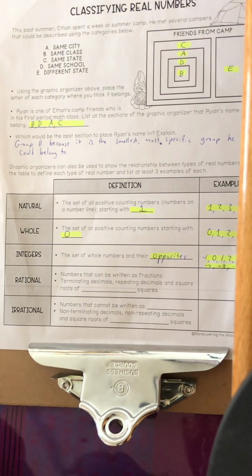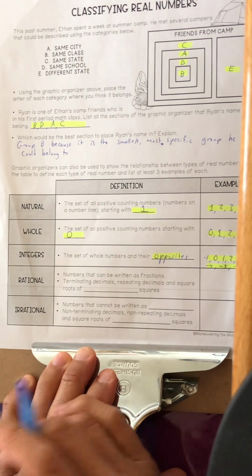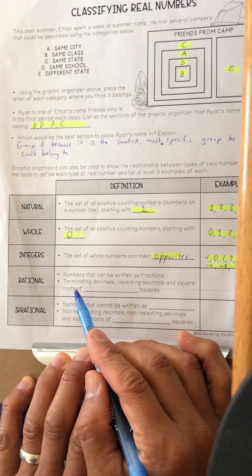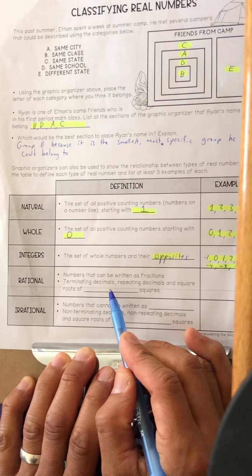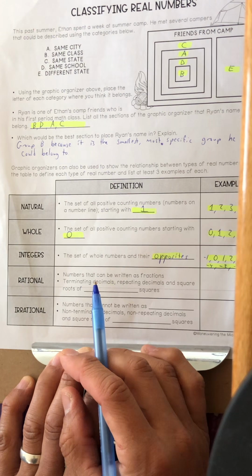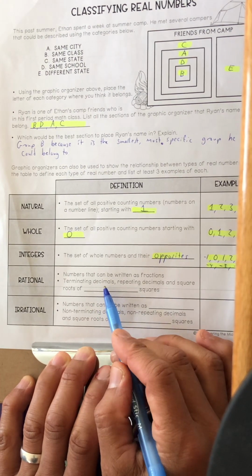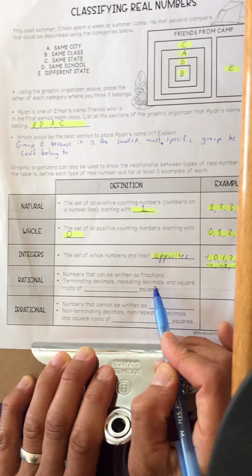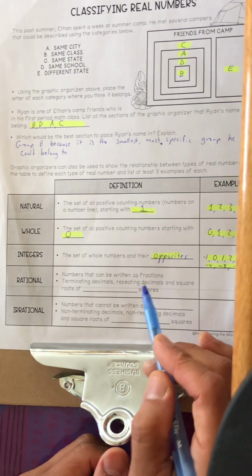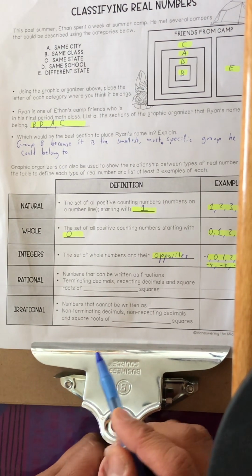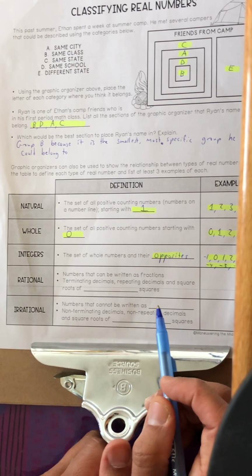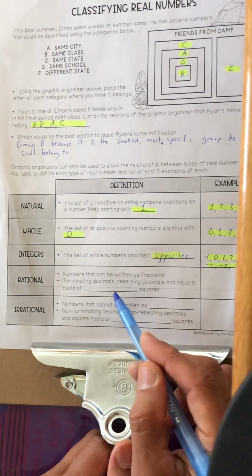And moving on to rational, the next biggest set, numbers that can be written as fractions. They are terminating decimals, so anything that ends, anything that terminates, like 1.5, like 2.5, those are all terminating. Repeating decimals, that means they repeat the same digit over and over again, like 0.44444 repeating is still a rational number because it's repeating the same digit over and over. And square roots of perfect squares.